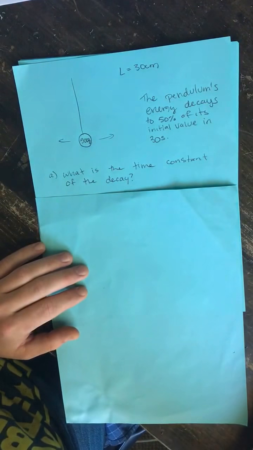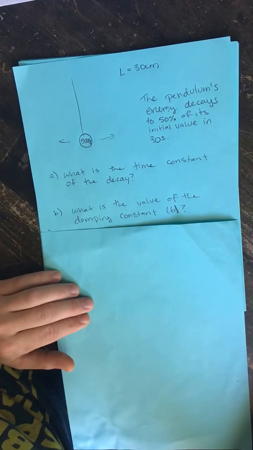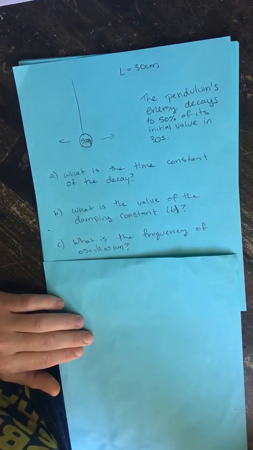A, what is the time constant of the decay? B, what is the value of the damping constant, which is the symbol b? And C, what is the frequency of oscillation for this damped system?